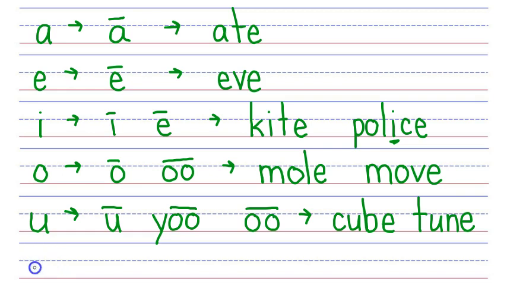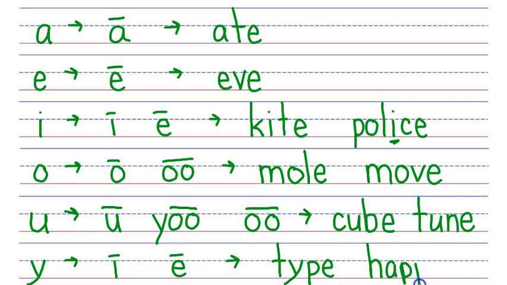Lastly, letter Y is just like I in that it makes two long vowel sounds. A long I sound or a long E sound. For example, Y says I in type, T-Y-P-E. And Y says E in happy, H-A-P-P-Y, happy, where the Y makes a long E sound.